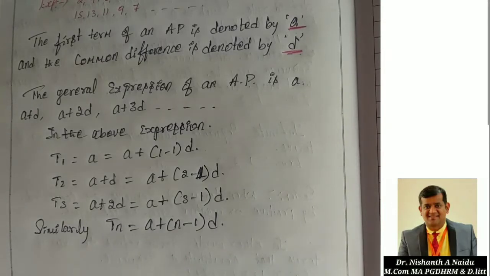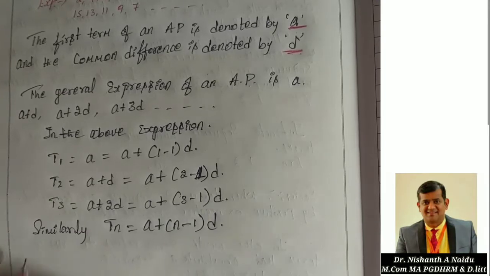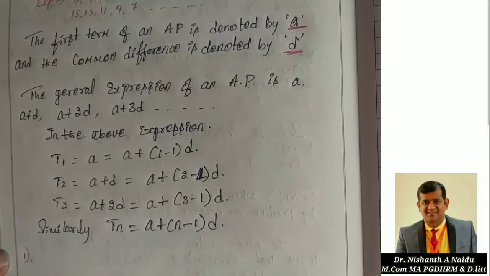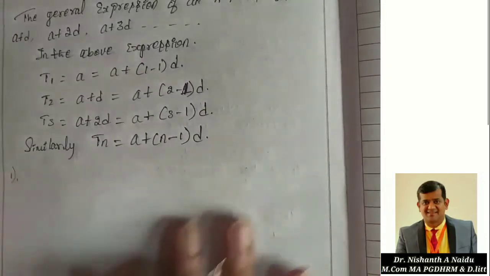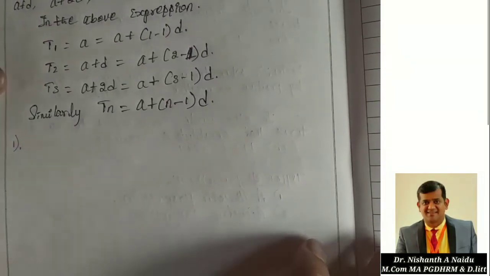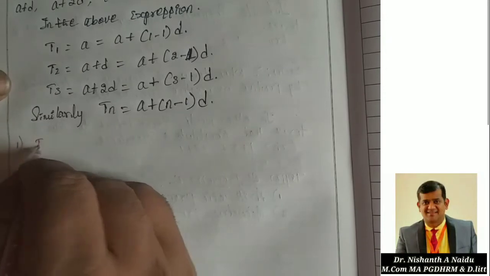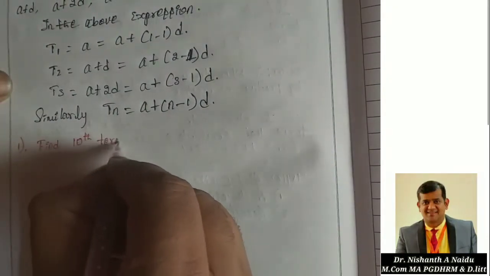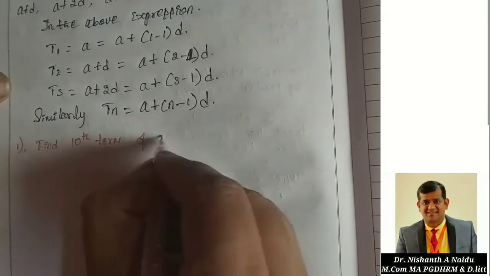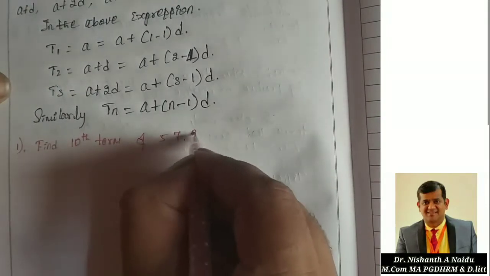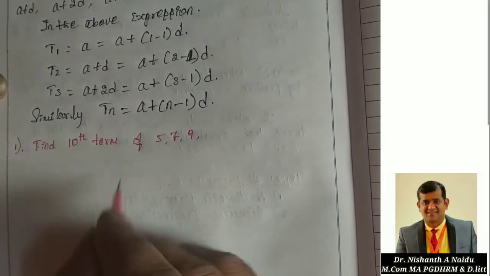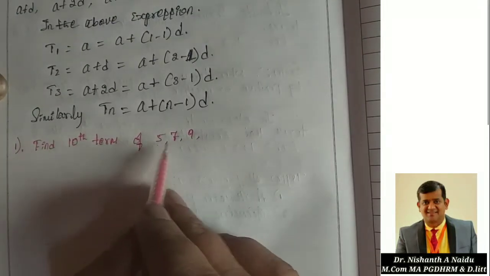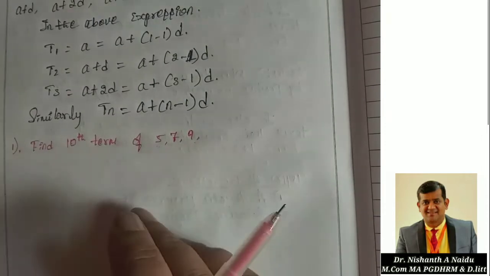Since you got the exposure to the explanation, let us solve a few basic problems so that you also get an idea of how to solve the problem. So we are starting with problem number 1. Problem number 1 says: find the 10th term of 5, 7, 9. So we have to find the 10th term, and 5, 7, 9 is the question they have asked.